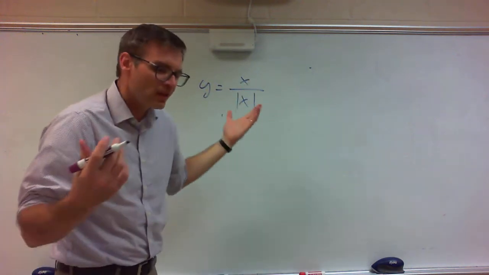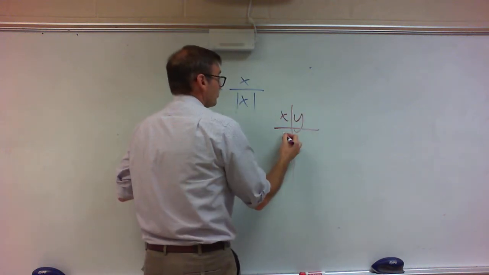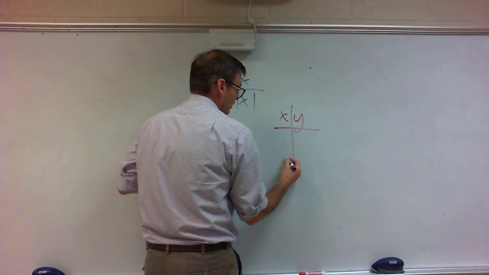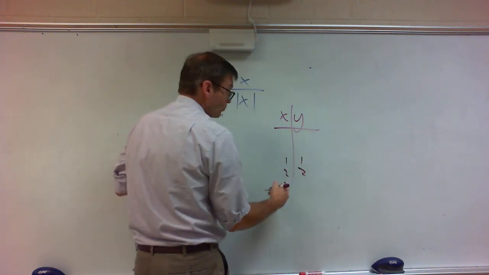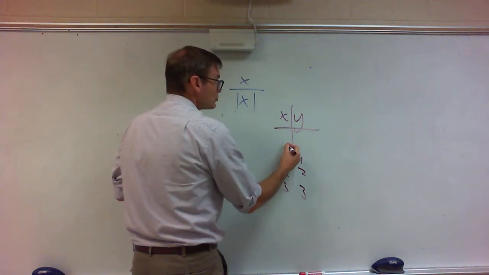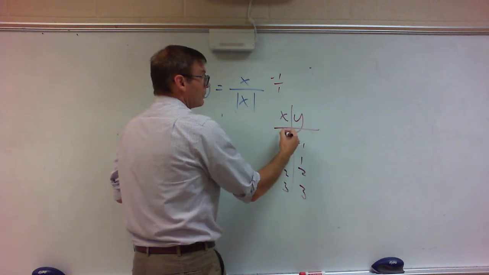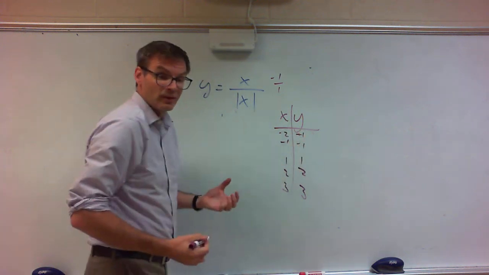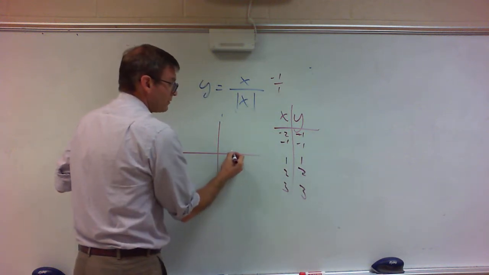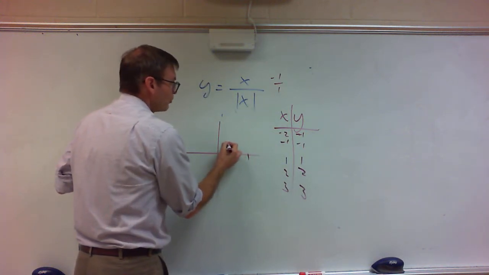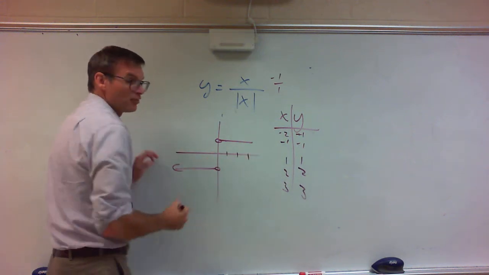Now, if you don't believe me, you can plot points. I can do a little XY chart. I can plug in 1, 2, 3, and 1 over absolute value is 1, 2 over absolute value is 2, 3 over absolute value is 3. It's a little more interesting at -1 because then I get -1 over 1, which gives you -1, and -2 also gives you -1. So we end up with this little picture where every place to the right is at 1 and every place to the left is at -1.